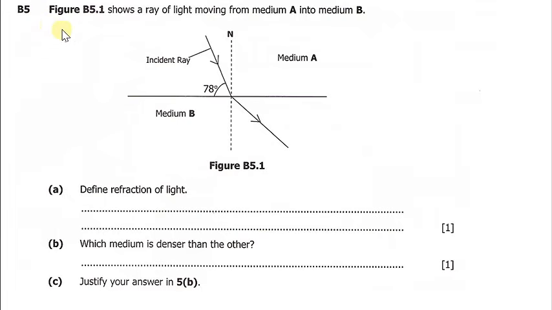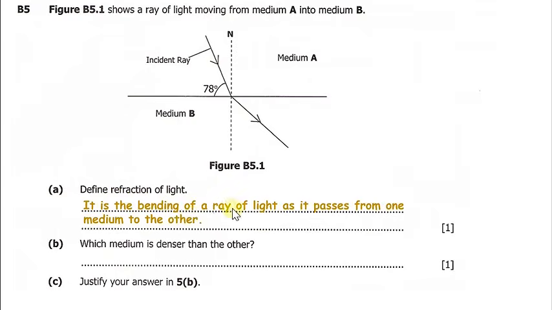B5 says figure B5.1 shows a ray of light moving from medium A into medium B. So we have a ray of light that is moving from medium A and going into medium B, like that. Then part A says define refraction of light. Refraction of light is just the bending of a ray of light as it passes from one medium to the other. That is what refraction is.